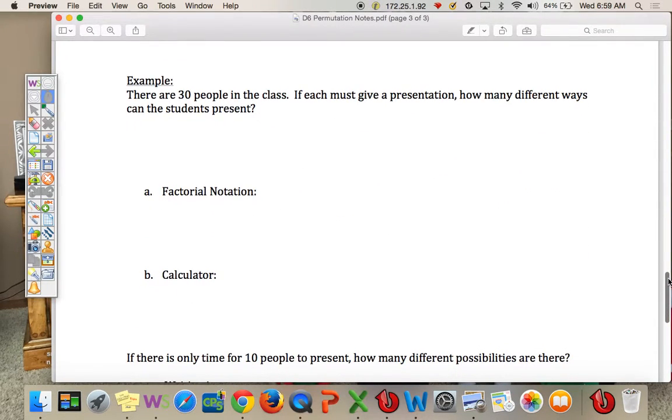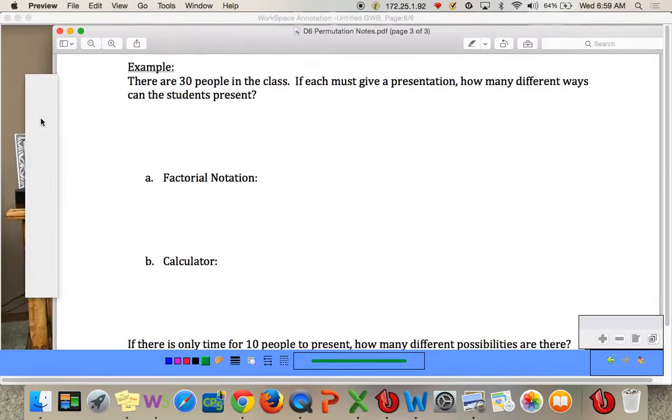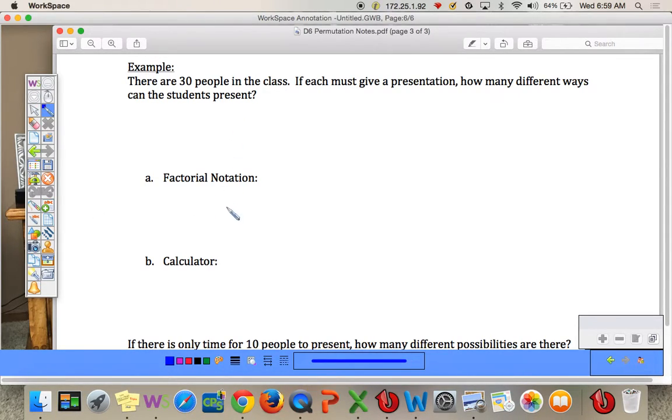All right, let's try some more examples of permutations. Let's say there are 30 people in the class. If each must give a presentation, how many different ways can the students present? All right, so this is 30. There's a few different ways to do this. Out of 30 people, we're choosing 30.